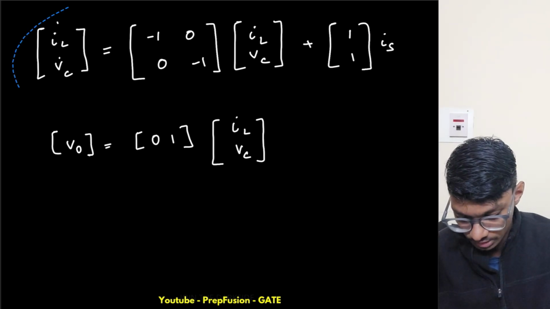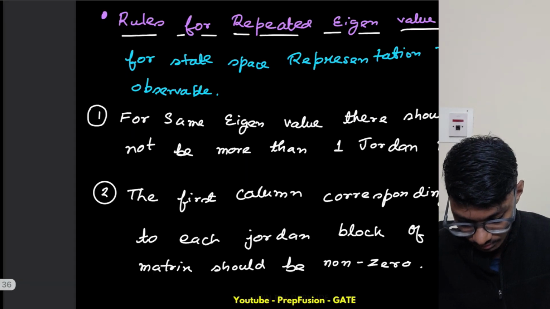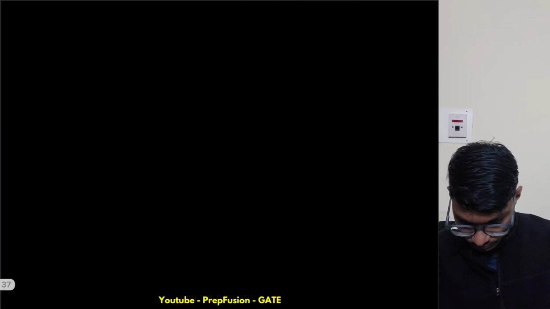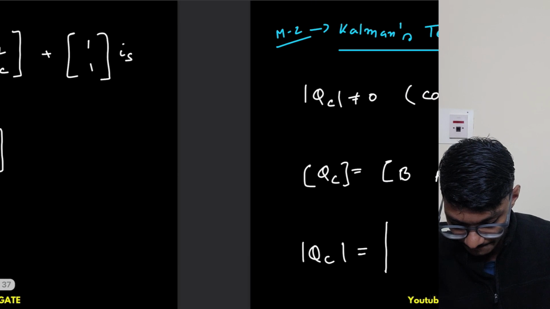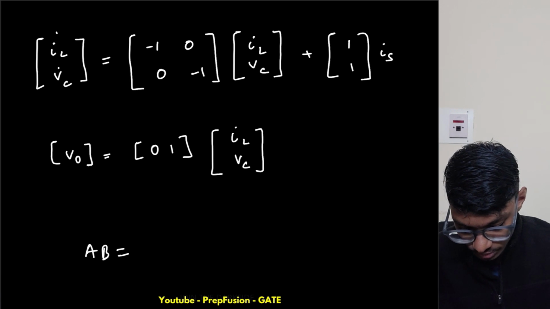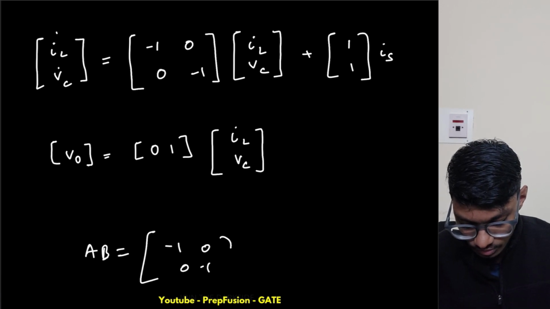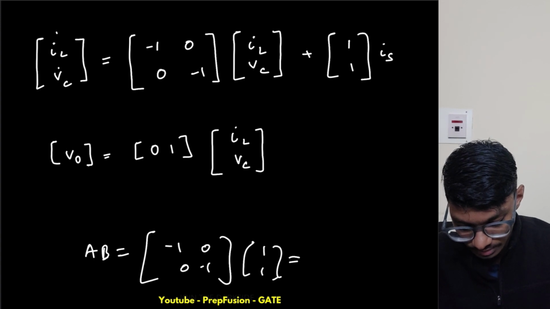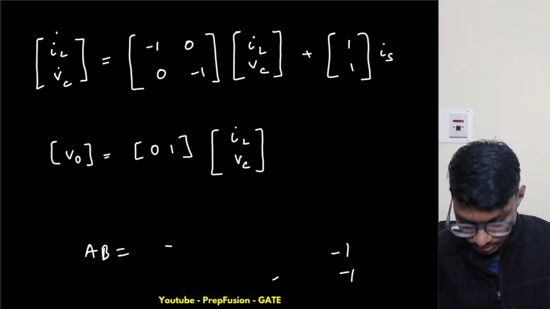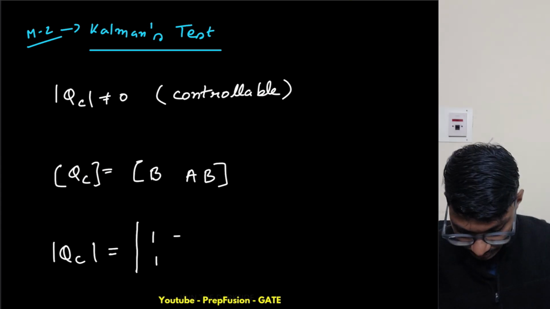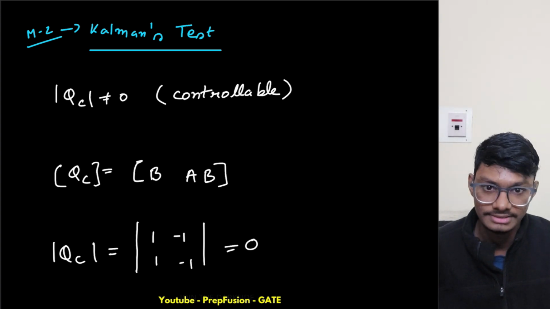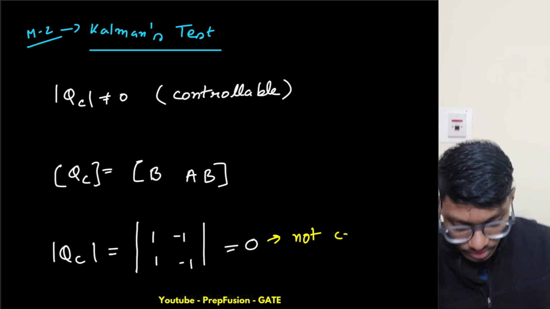Let me copy this one. So what is AB? I will just do it in rough, very quickly. AB is minus 1 0, 0 minus 1, times 1 comma 1. It is simply minus 1 and 0, and 0 and minus 1, so it is minus 1 minus 1. Directly from here I can see the determinant is 0 itself. Hence I can directly say that this is not controllable.